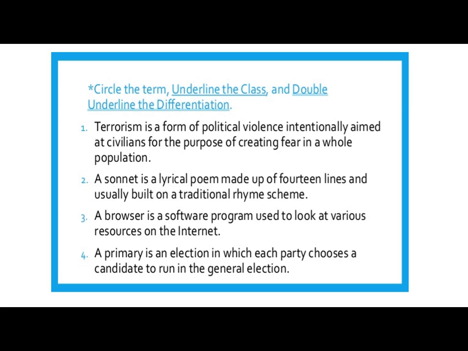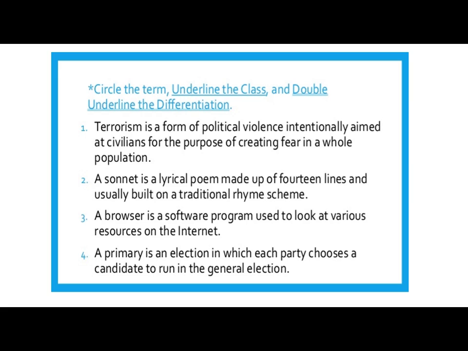Next example, a sonnet is a lyrical poem made up of 14 lines and usually built on a traditional rhyme scheme. Yes, sonnet is a lyrical poem which consists of 14 lines, 8 plus 6 lines, isn't it? So here the term, which one do we have to circle? Yes, sonnet is the term we have to circle.